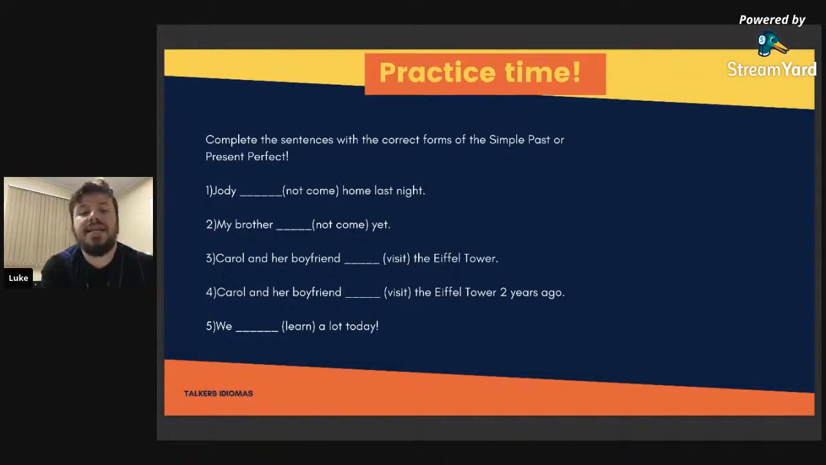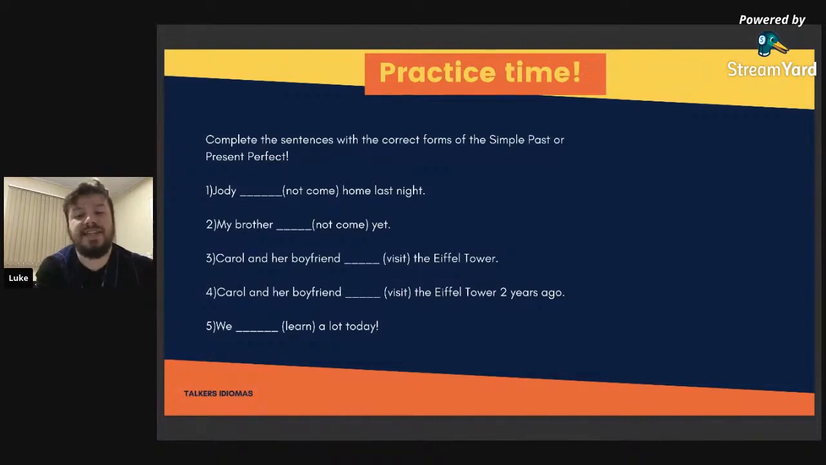According to Isaki, it's present perfect. And he is right. Yes, Leticia also said it's present perfect. You are, guys, you are right. It's present perfect because we don't know when it happened. We don't have a time marker, right? So we don't really know when it happened. So we are going to say Carol and her boyfriend have visited the Eiffel Tower. We know they have in a certain moment, but we don't know when. Okay?